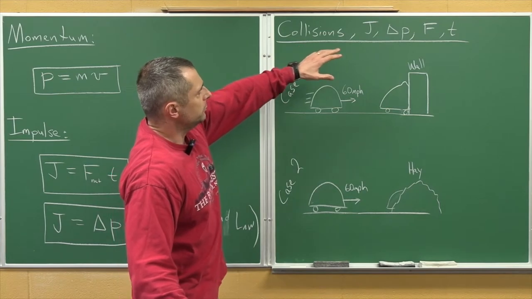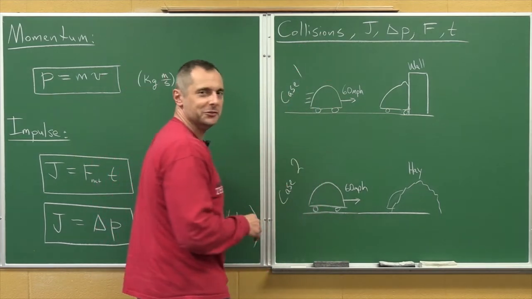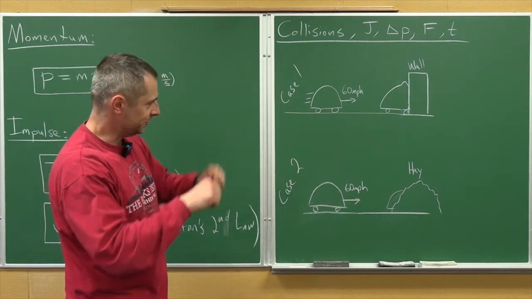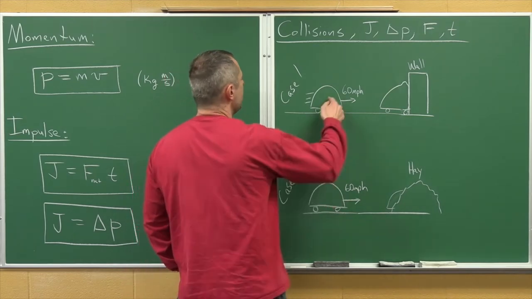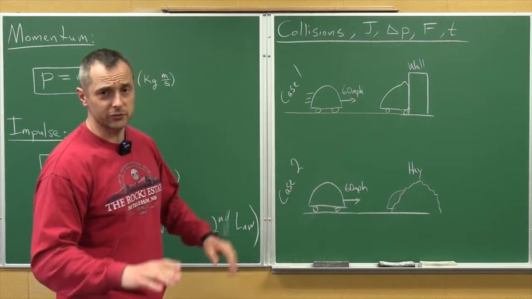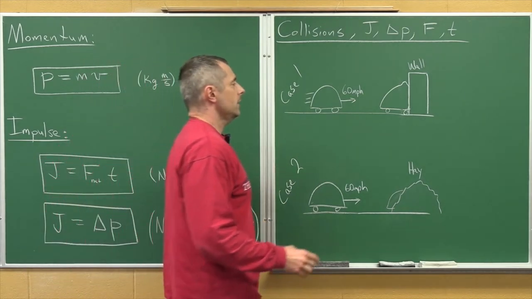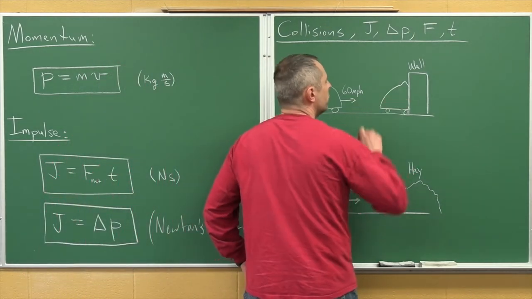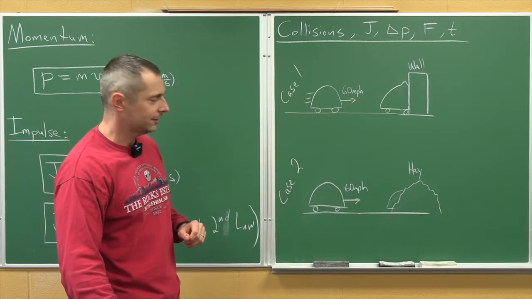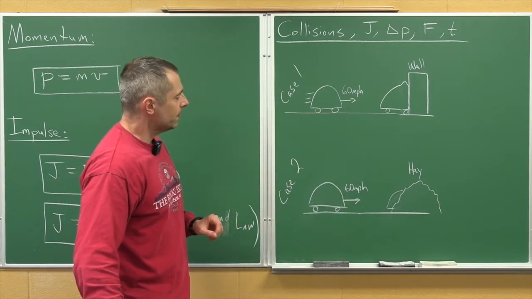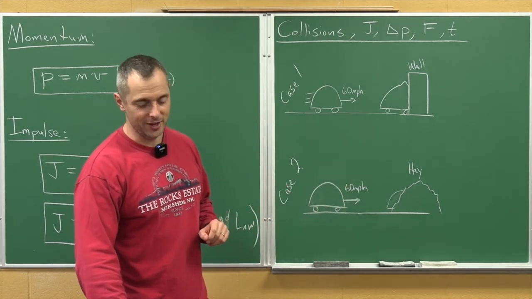Collisions, impulse, change of momentum, force, and time. Well, we have two cases, identical cars. I just drew like Volkswagen bugs, you know, driving. They're both going 60 miles an hour, and maybe the passengers are identical twins. Everything's the same, okay? In one case, this car slams into a brick wall, indestructible, at 60 miles an hour. Case two, this car slams into a pile of hay, 60 miles an hour.